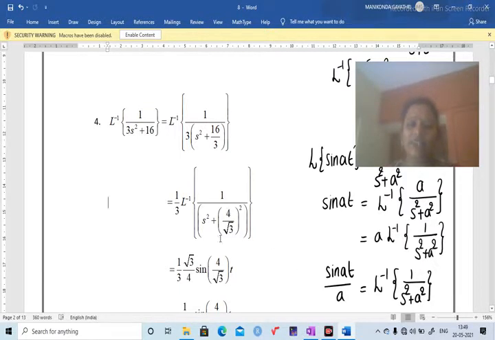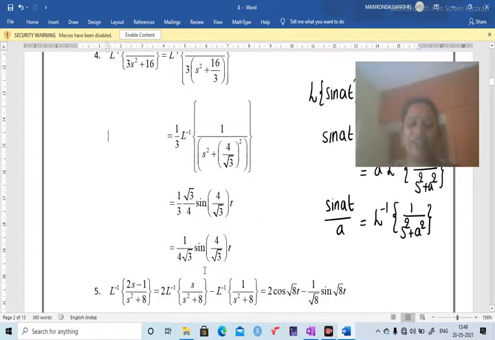Here a is 4 by root 3. That's why the answer is sin of 4 by root 3 into t divided by 4 by root 3. 4 by root 3 is a fraction, it will be reciprocated. It becomes root 3 by 4. On simplification, the final answer is this one.